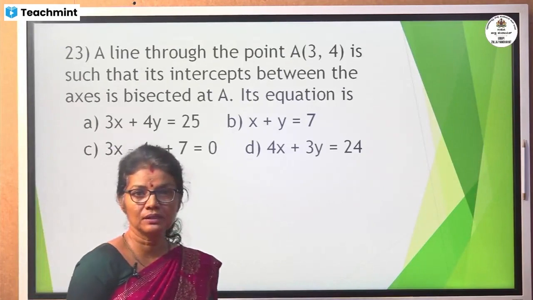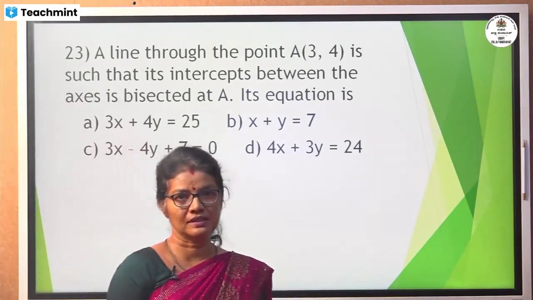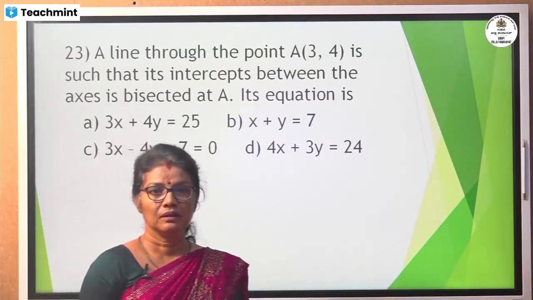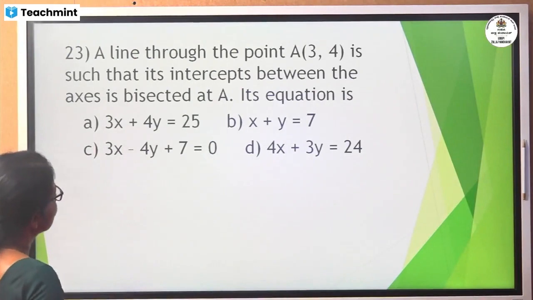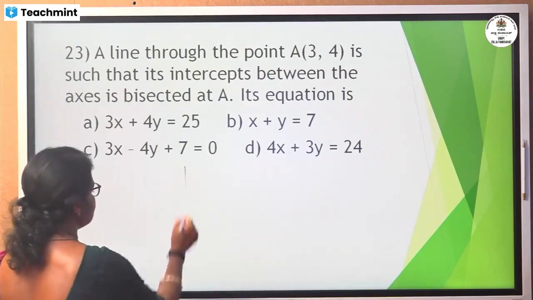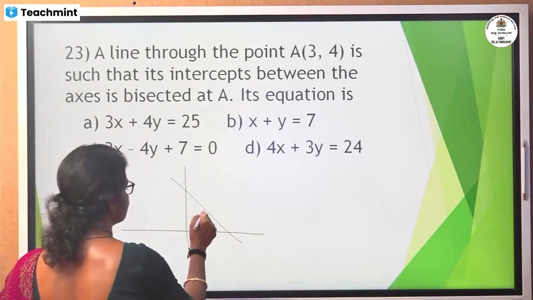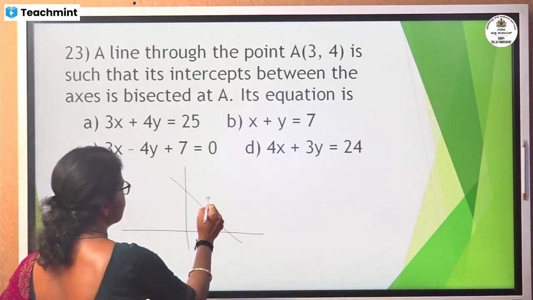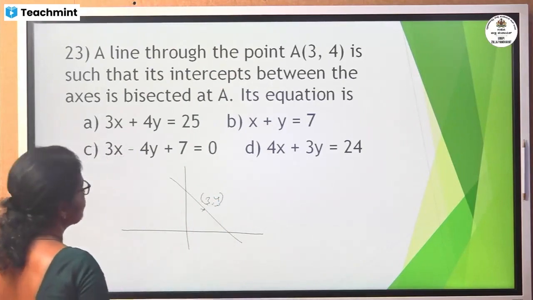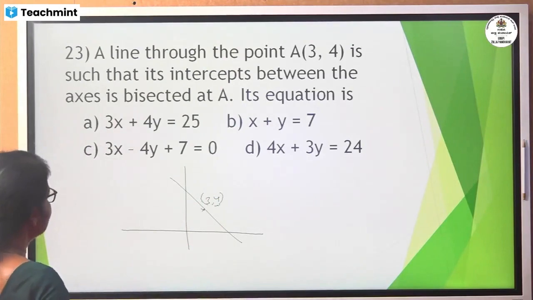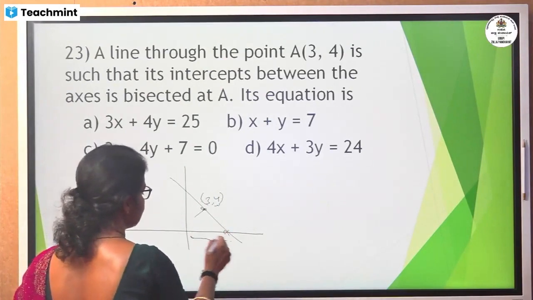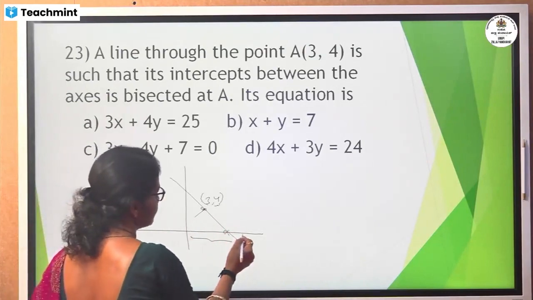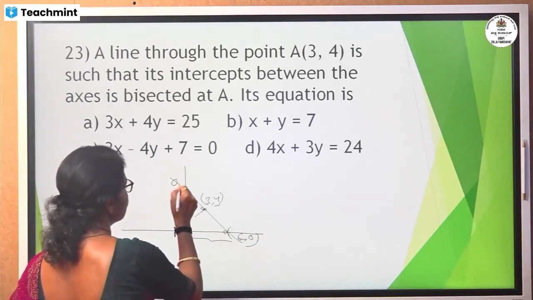Next question. A line through the point A (3, 4) is such that its intercepts between the axes are bisected at A. Its equation is... So this will be the midpoint actually. If this is the midpoint, this is the x-intercept, and its y coordinate is 0. So this is (6, 0). This is (0, 8).